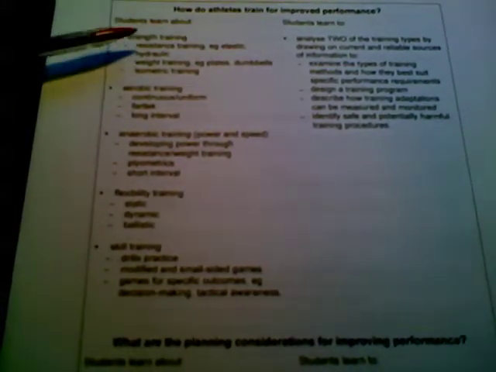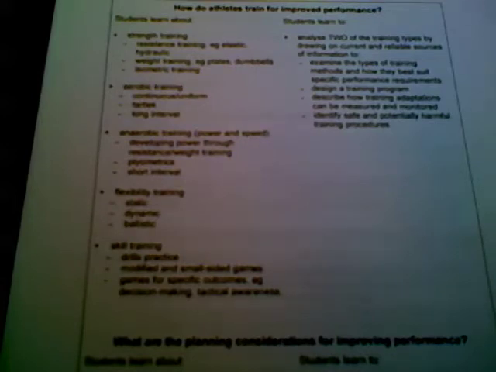And there is a number of different types of training, 5 in fact, according to our syllabus. So if we have a look here, we've got strength training involving resistance training, weight training, isometric training. We've got aerobic training involving continuous, fartlek and long interval training. We have anaerobic training involving developing power through resistance or weight training, plyometrics and short interval. There's flexibility training, which involves static, dynamic and ballistic. And lastly, skill training, which involves drills practice, modified and small-sided games, and games for specific outcomes. So those are your 5 types of training that you could possibly have identified.